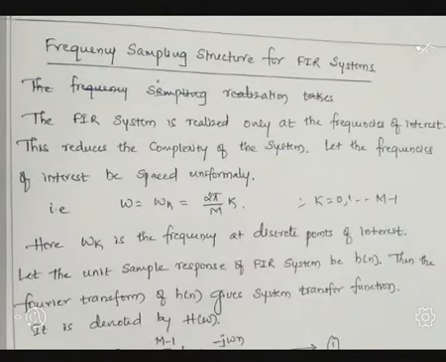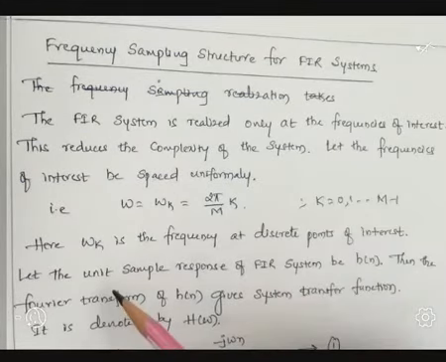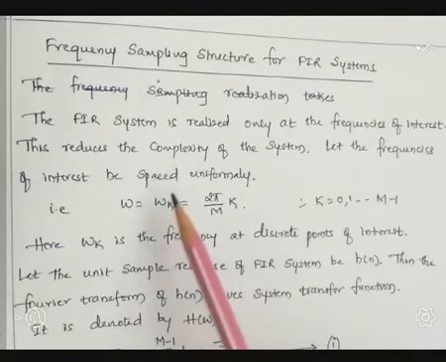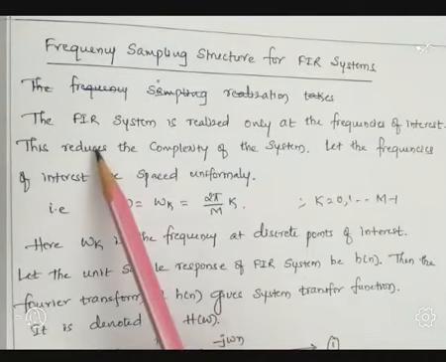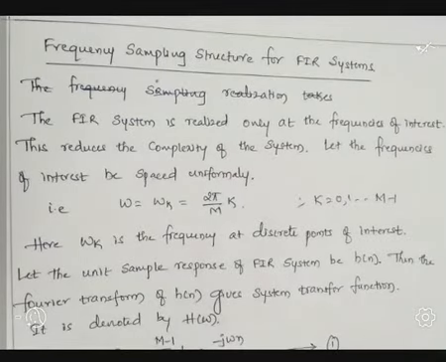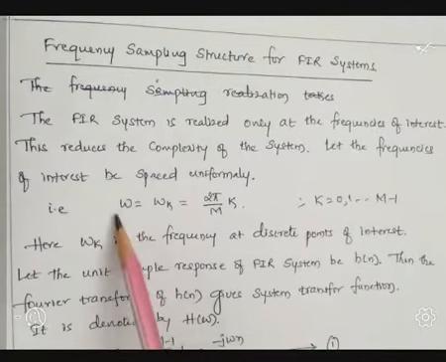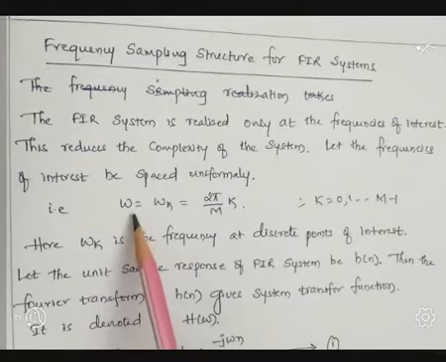In today's session, we are going to discuss the frequency sampling structure for FIR systems. We are sampling the frequency components at selected values, so the FIR system is realized only at frequencies of interest. I mean to say that we are dividing the frequency values into selected values. Omega indicates frequency, and we sample using selected values of our interest. Because of this, the complexity of the system is reduced.